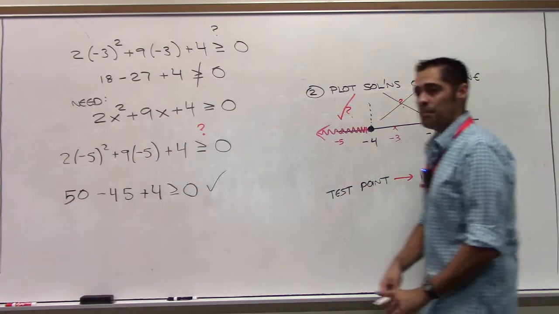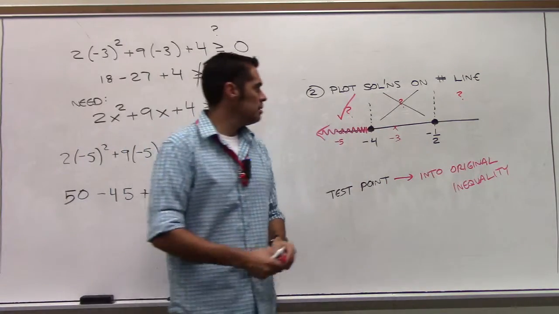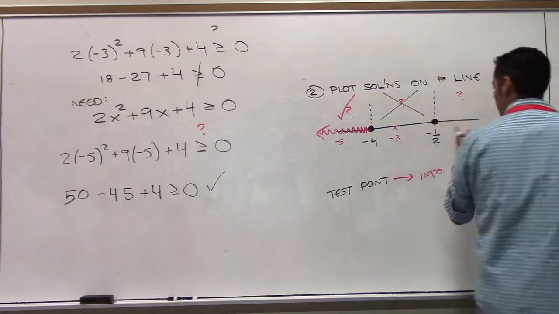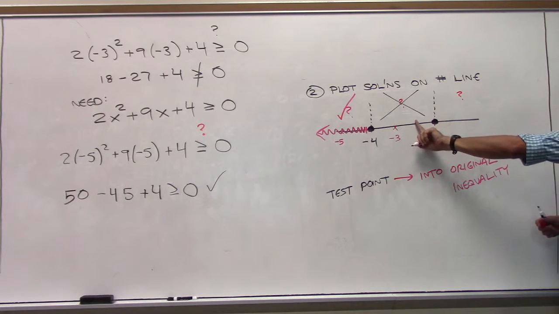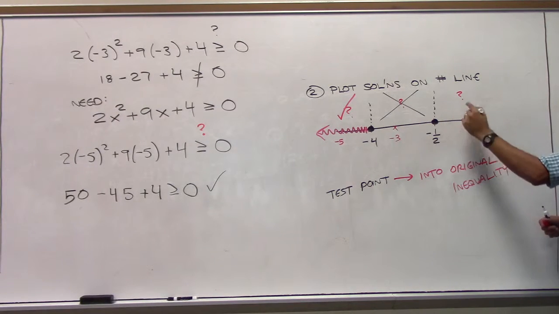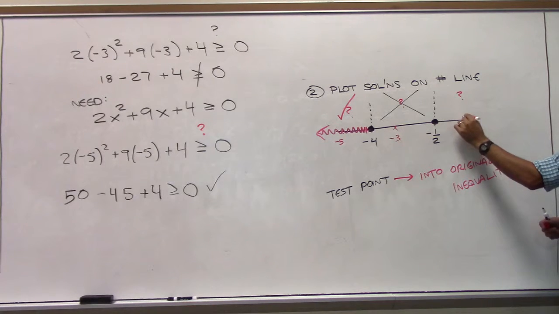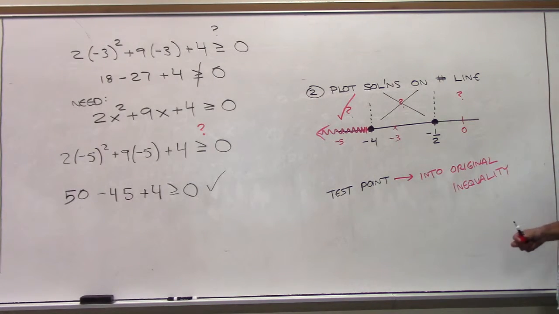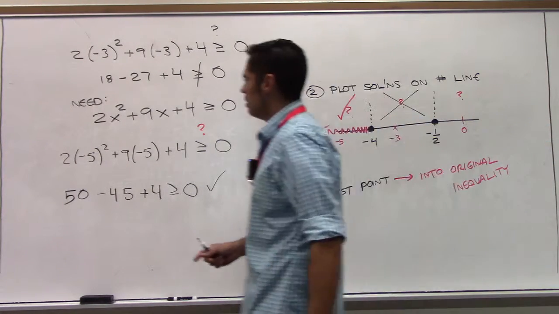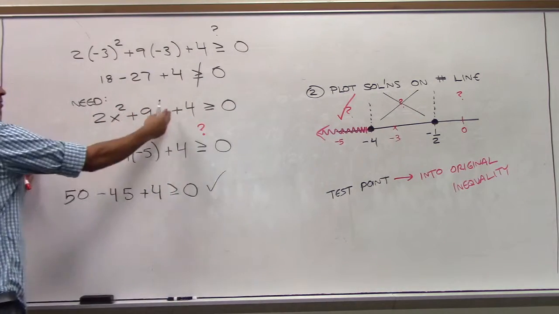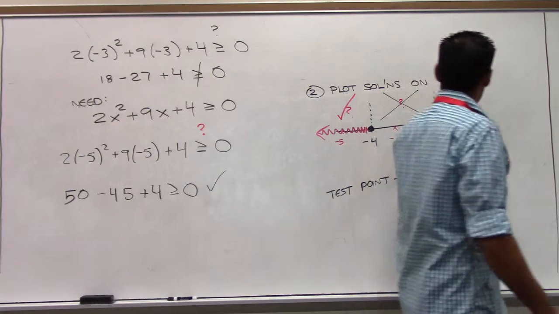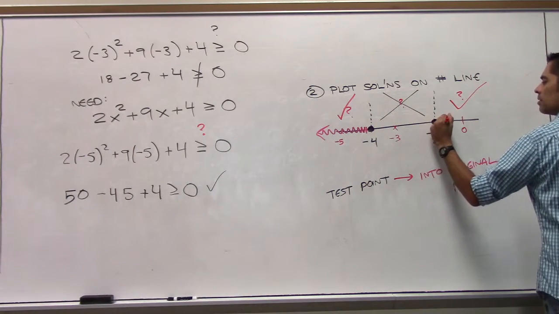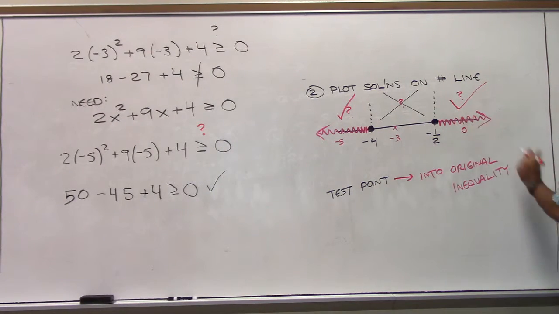What would be the last point that we have to check? Anything we want over there? Anything here I could use. I think I heard negative 1. Remember, negative 1 is over there. Be careful. So 0 is always an easy one to check, isn't it? Right here, you get 4 is greater than or equal to 0, so that works. Which means that everything over here works, forever in that direction.